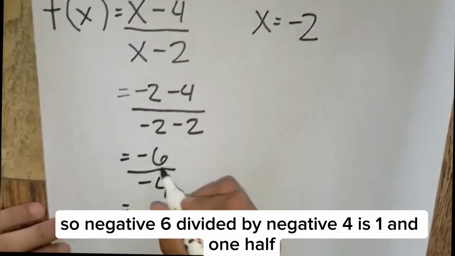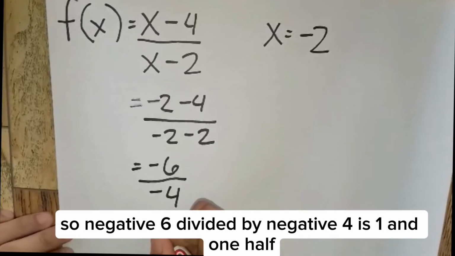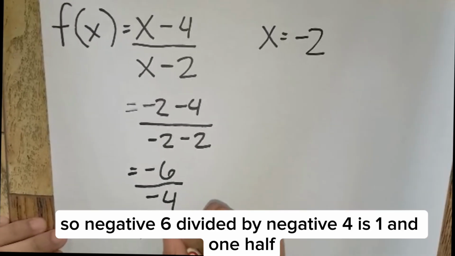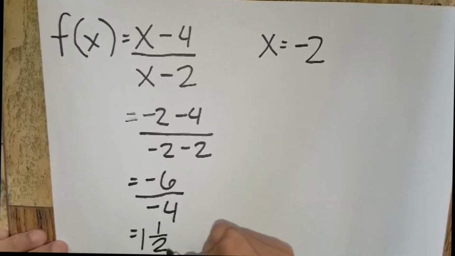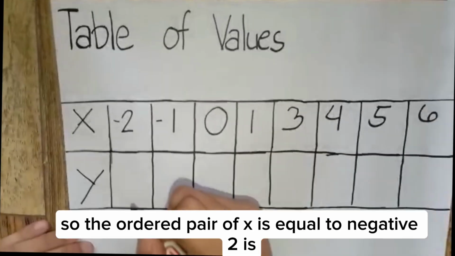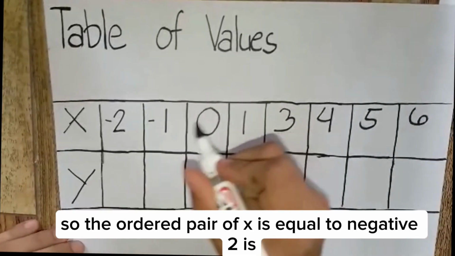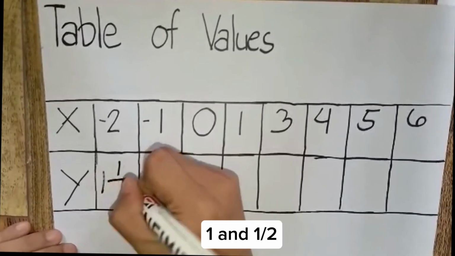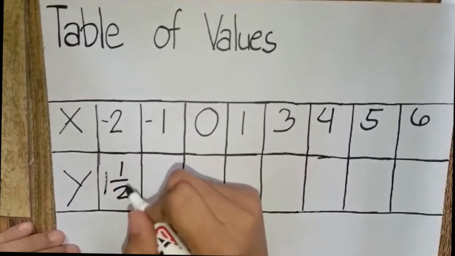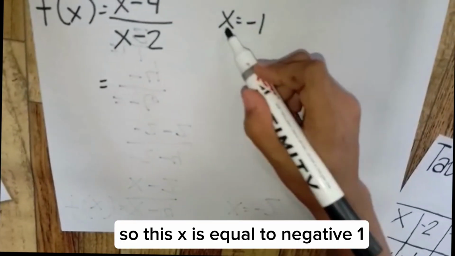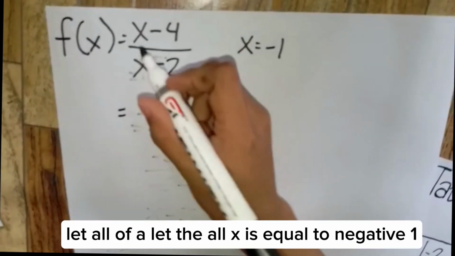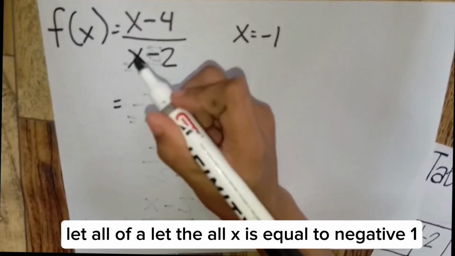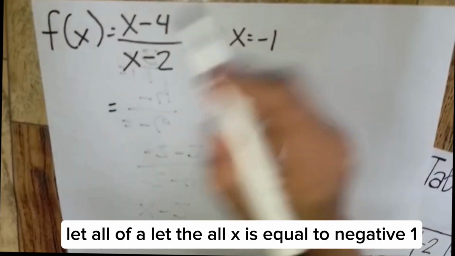So negative 6 divided by negative 4 is 1 and 1/2. So the ordered pair for x is equal to negative 2 is y is equal to 1 and 1/2. So next is x is equal to negative 1.